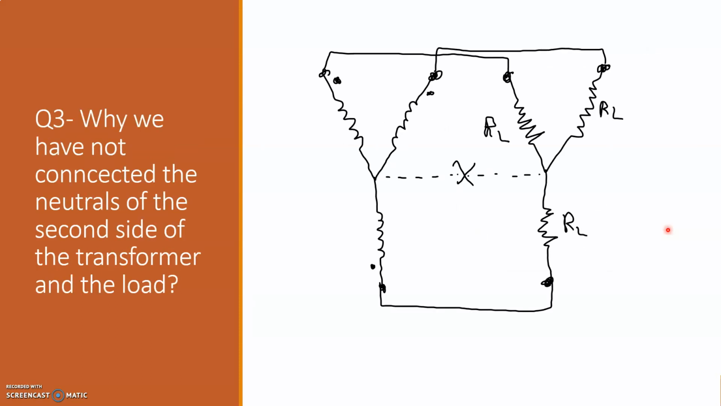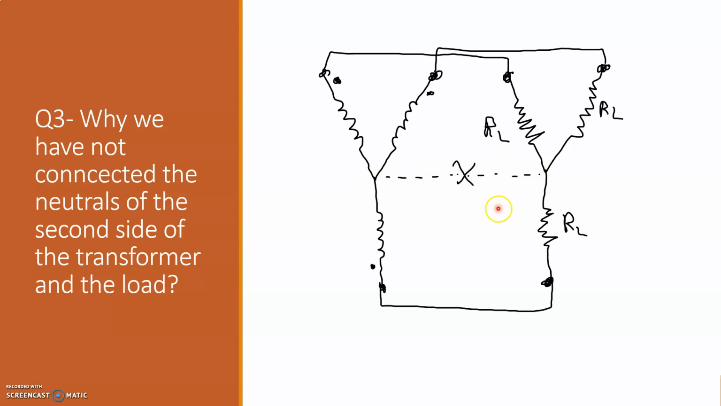In the third question, it is asked why we didn't connect the neutral lines of the load and the secondary side of the transformer. Both the secondary side of our transformer and the load are connected in Y, and these are the neutral points of both of them, and we haven't connected them in our experiment.